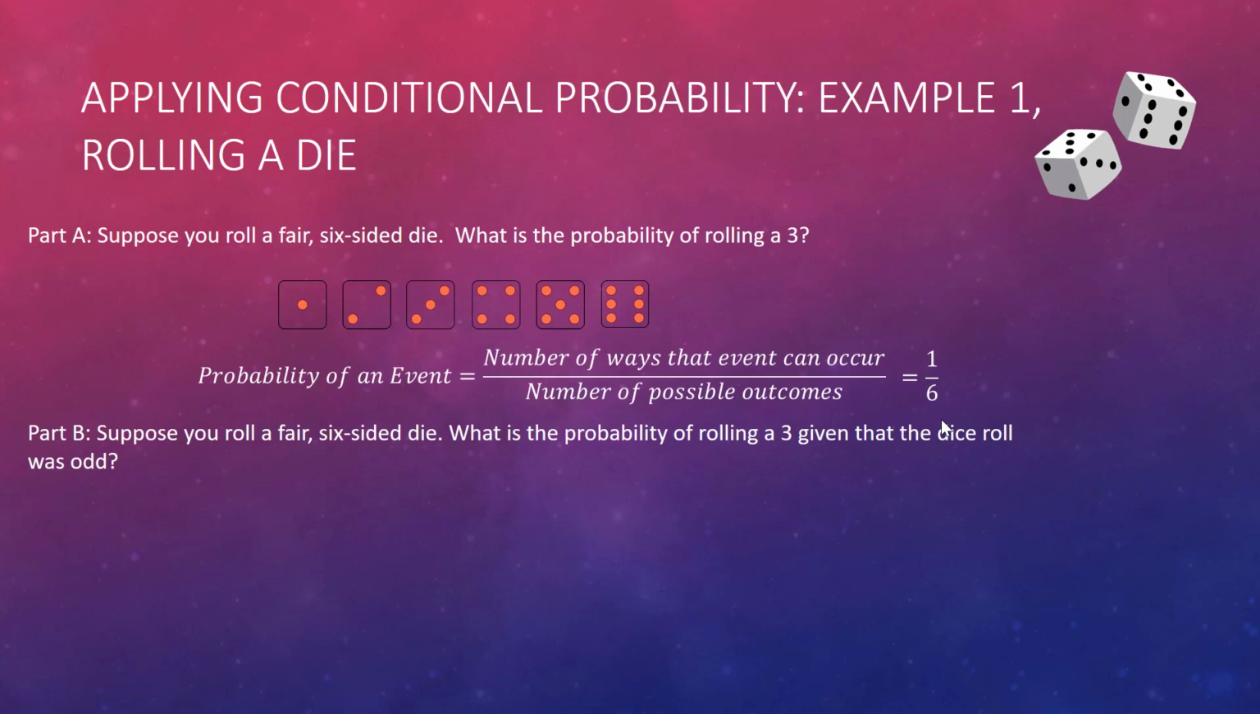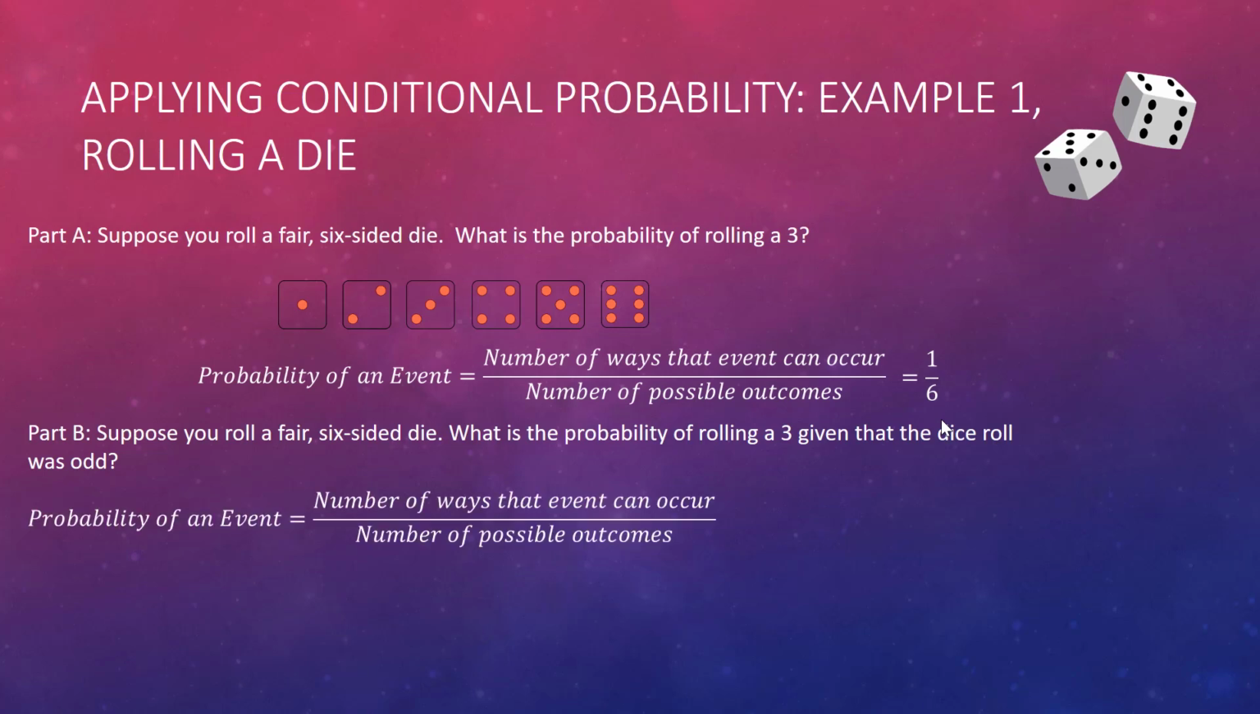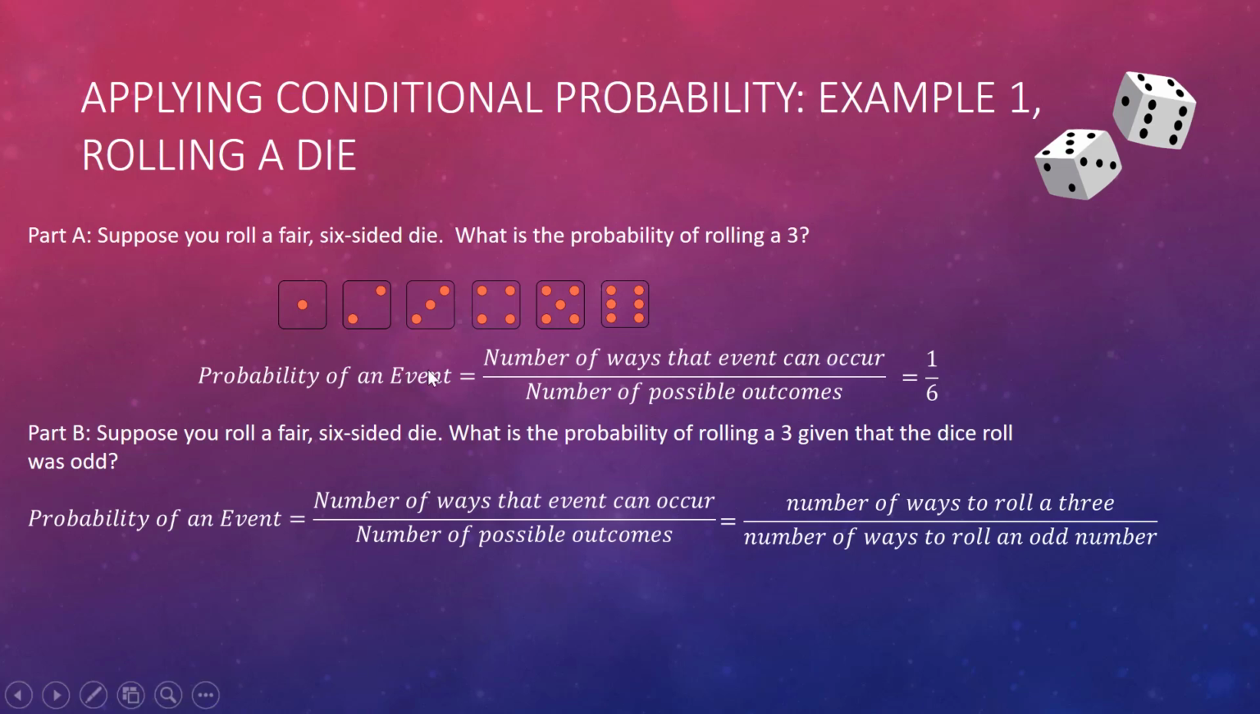Now let's change this up a little. What is the probability of rolling a 3 given that you know that the dice roll was odd? So let's examine this. We can again use this basic probability, and we know that the number of ways to roll a 3 will be on top, but the number of possible outcomes has diminished. Instead of looking at the entire sample space, since we know that the dice roll was odd, now we're only looking at the number of ways there are to roll an odd number.